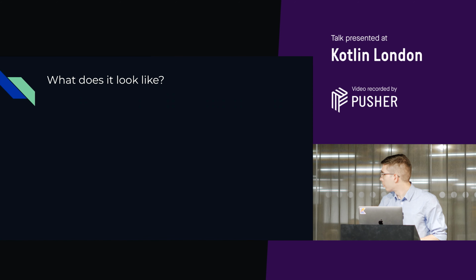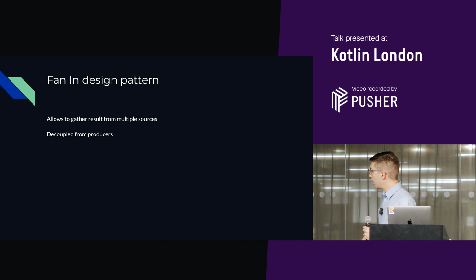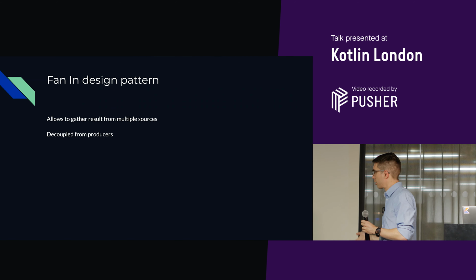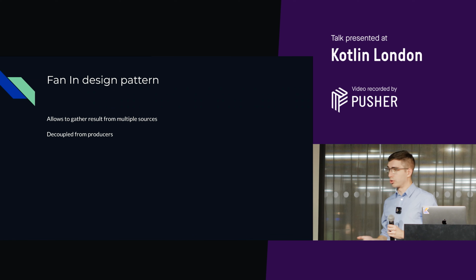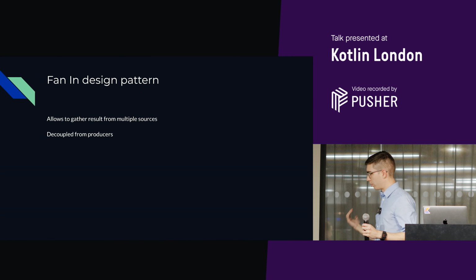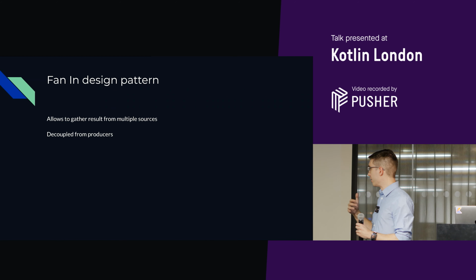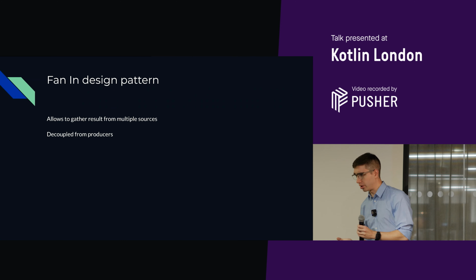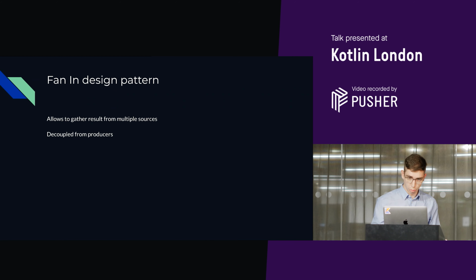So we've seen what it looks like. And as I said, it's called the fan-in design pattern. It allows us to gather results from multiple sources. Its advantage is that it's decoupled from the producers. Just as we can add more actors or reduce the number of actors in the fan-out design pattern, fan-in also supports that. So I could have only 2 producers, and it will still work.